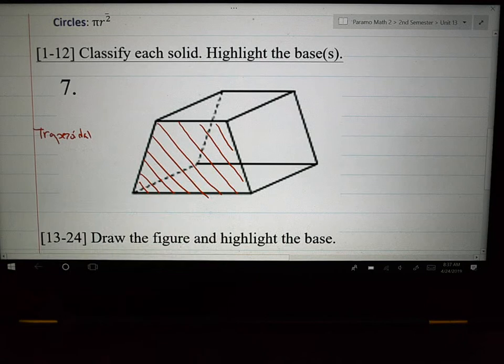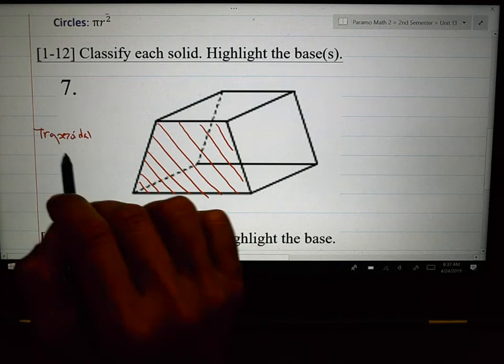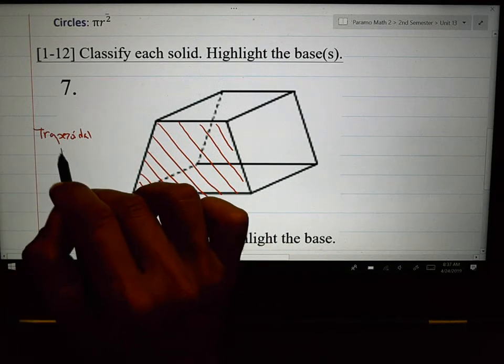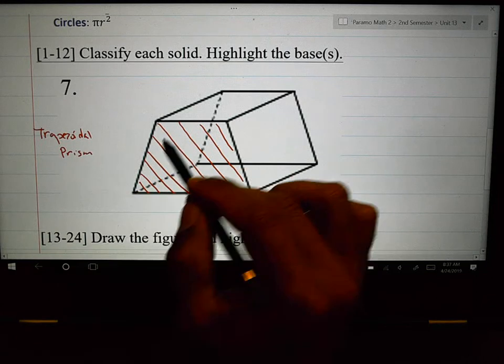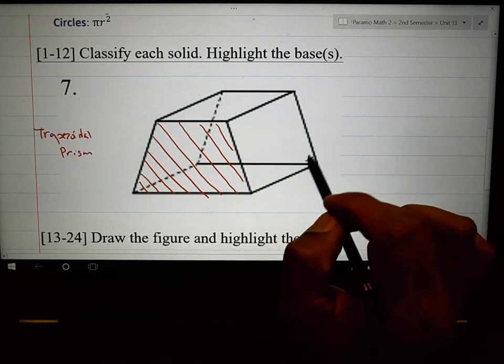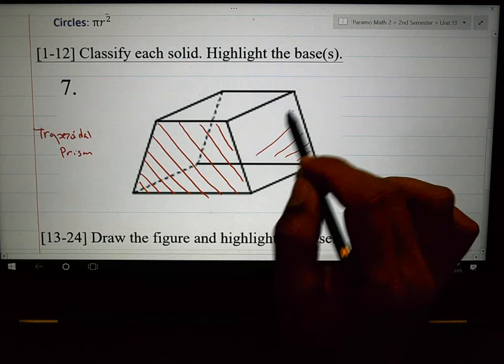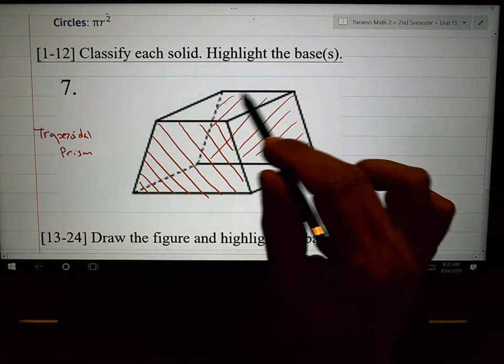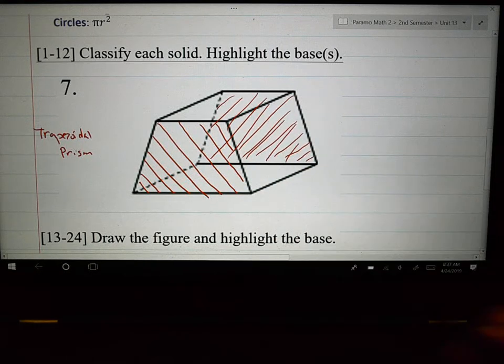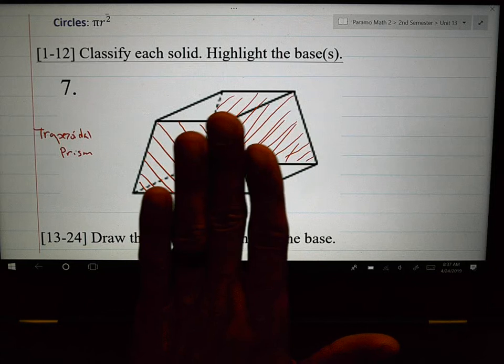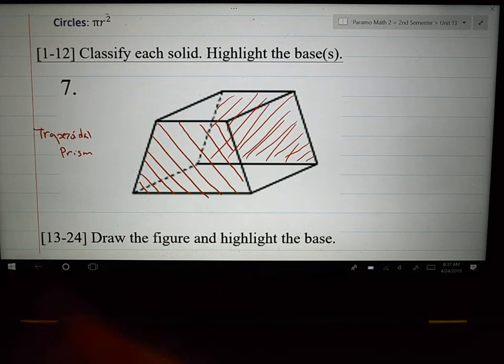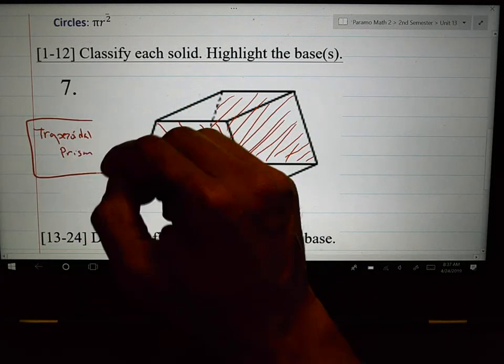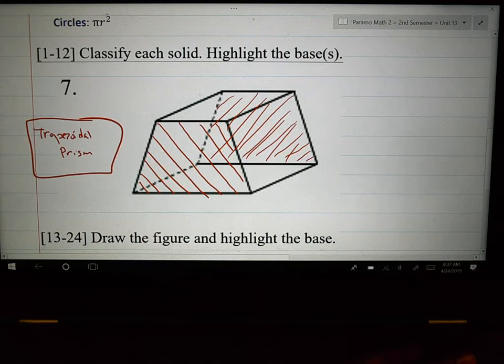So this is called a trapezoidal prism. You add the 2 letters AL, trapezoidal prism, because this base and the other base on the back side are congruent and parallel to each other. That's the front and that's the back. It said highlight the base. All I needed to do is highlight the front or the back because those are the ones that are the same as each other. That's it. First answer. Second answer is you highlighting the base. Just shade it in. With your pencil is fine.